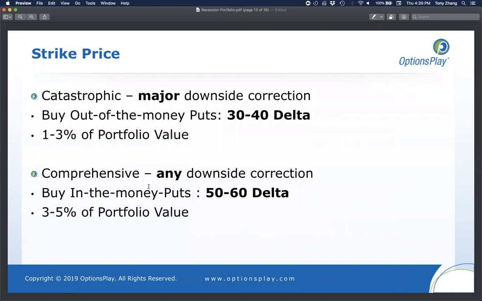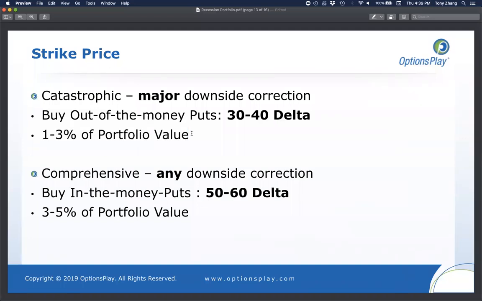You can buy catastrophic insurance, or you can buy comprehensive insurance. Same thing here. So if you're looking to buy just catastrophic insurance, which means to protect yourself against a major downside correction, that's when you want to buy out of the money puts. Usually about a 30 to 40 delta put is a good starting point. And this will typically cost anywhere from 1 to 3% of your entire portfolio value.